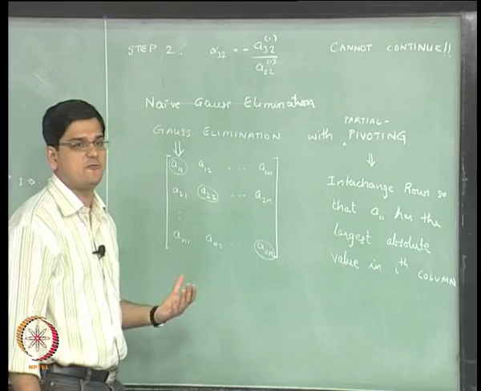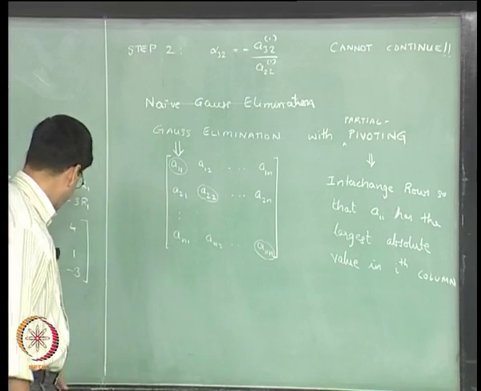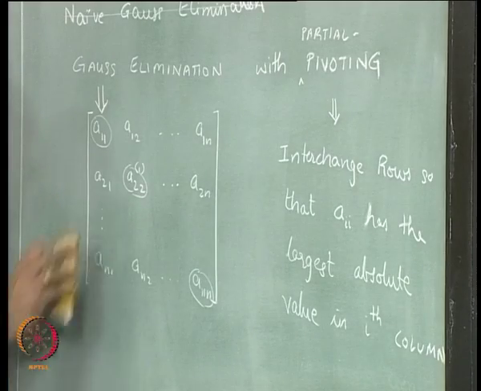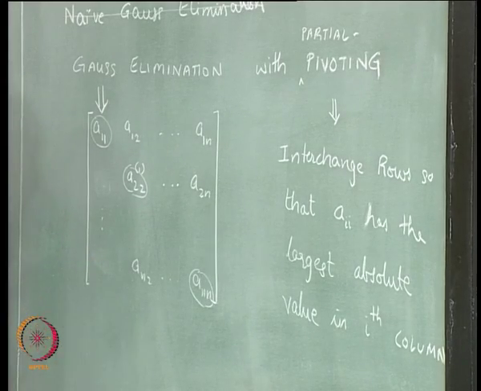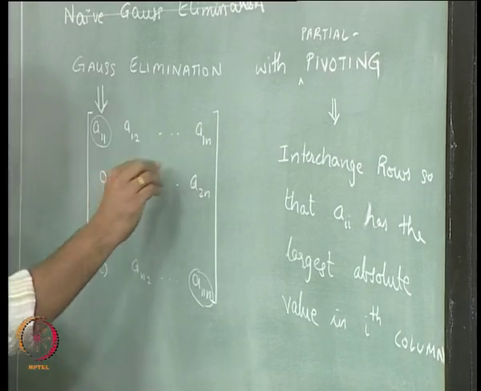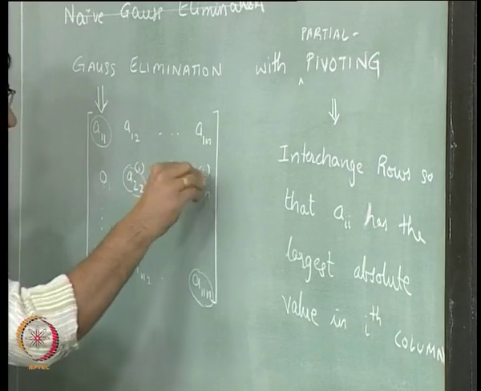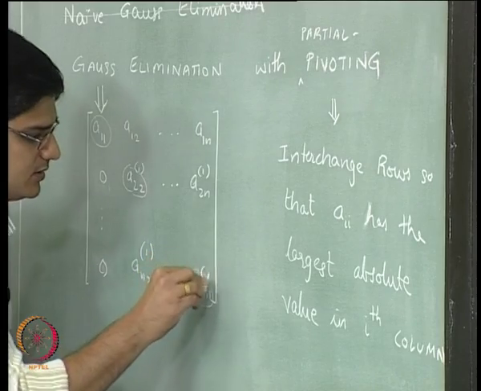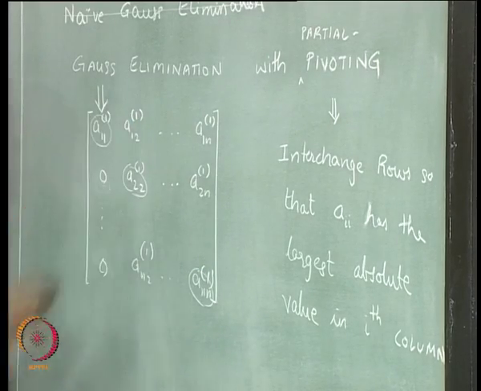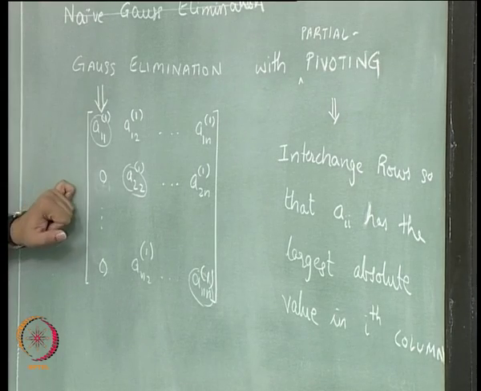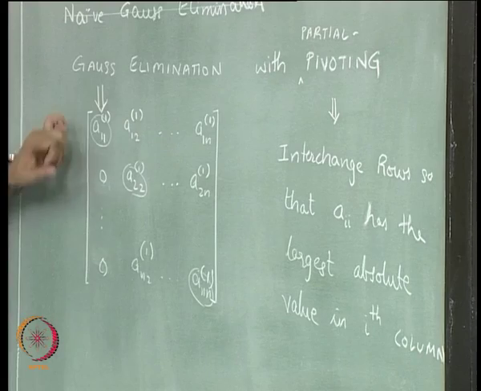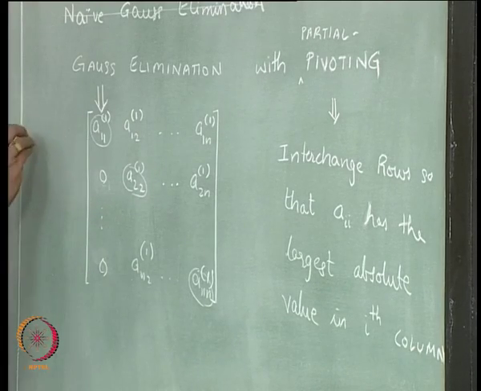Once step 1 is over, we will reach a matrix of the form A11, 0, A22 and so on. I am now representing this with superscript 1 because of the row operations; we might have ended up interchanging the rows.